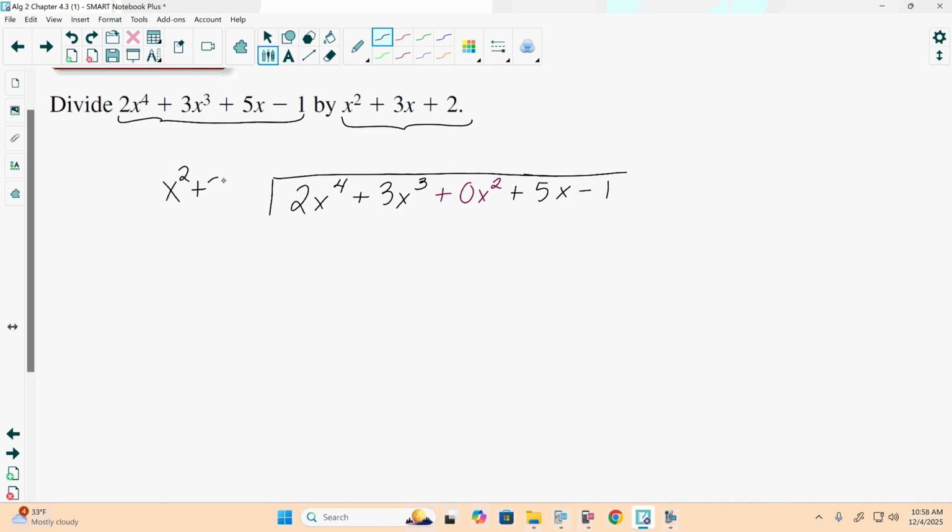And that's also true for what we're dividing it by, x squared plus 3x plus 2. We have our x squared term, we have our x term, and we do have our constant term. Second power, first power, no variable. Questions on this here?